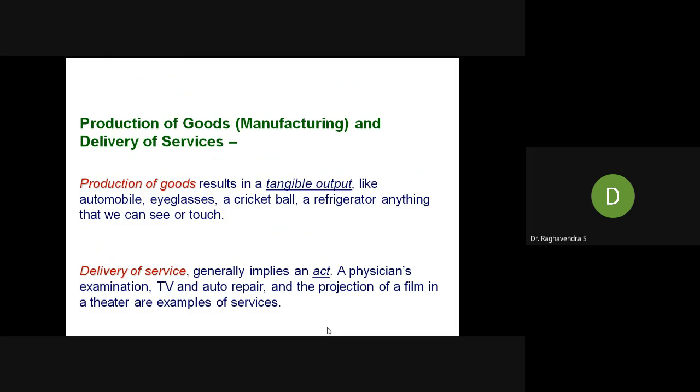Then they need to provide good service, meaning the seating, the AC, lighting, food, drinking water, etc. All these things are services. A very good example is Vodafone, Airtel, Jio, all these are service providers. You cannot see them, but still they are providing the services.